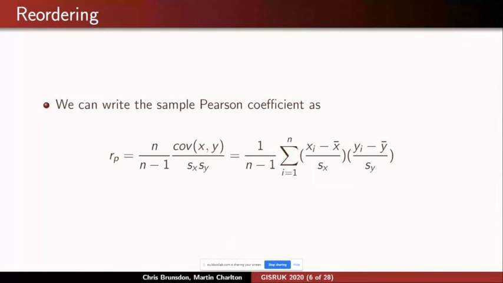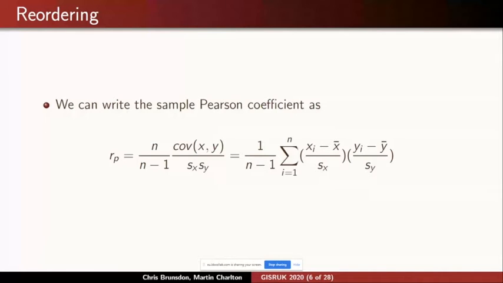It's the covariance over the product of the standard deviations, and we've used up one degree of freedom in here. So we've got n divided by n minus 1. Now, if we arrange that slightly, that gives us 1 over n minus 1, which tends to 1 as n is large, multiplied by the sum of xi minus x bar, yi minus y bar over sx and sy.